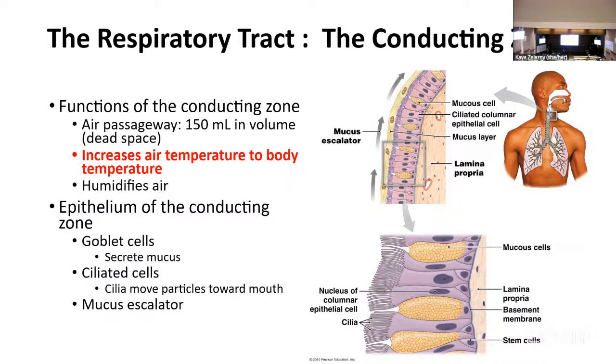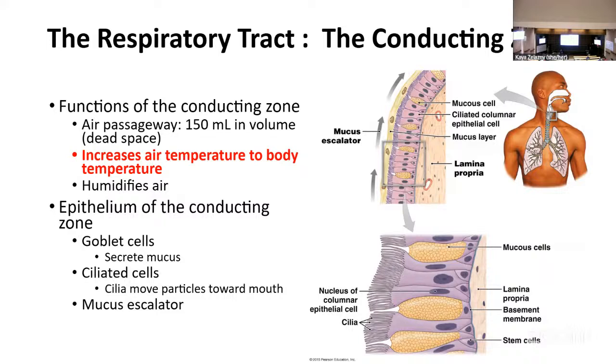What that mucus is supposed to do, it's supposed to catch particles that have come in through the air. They're going through the conducting zone, headed towards your lungs. We would like to trap them in the mucus and then pull them up to your mouth so you can cough them out, spit them out, so they don't end up in your lung tissue, right?